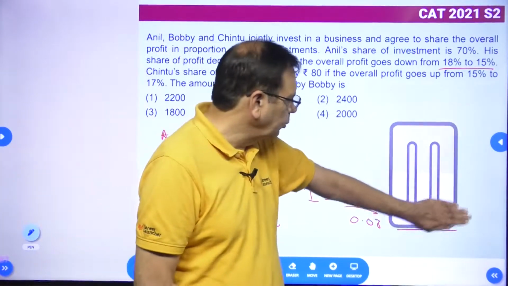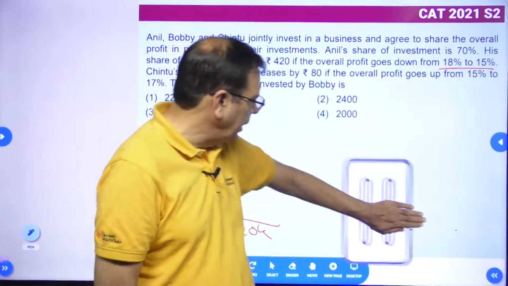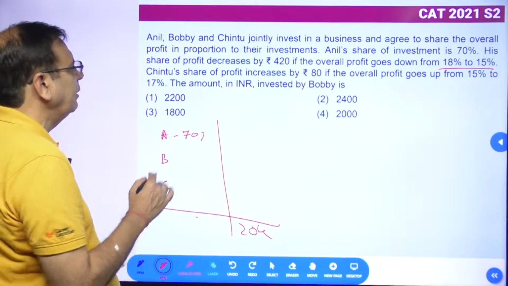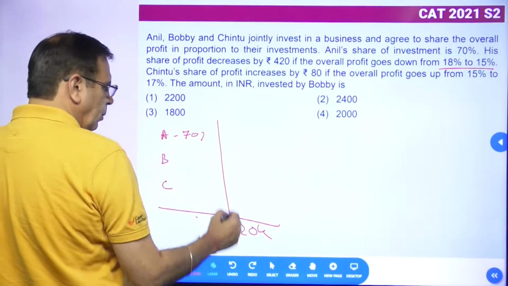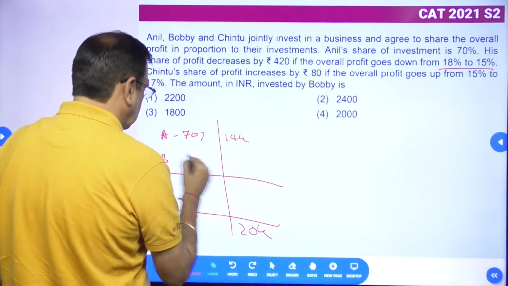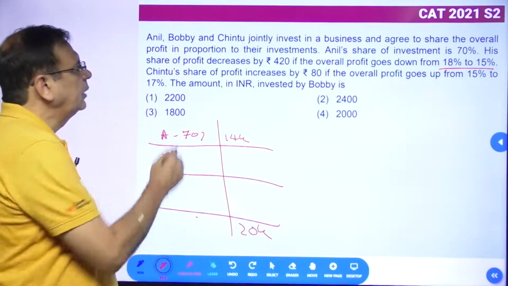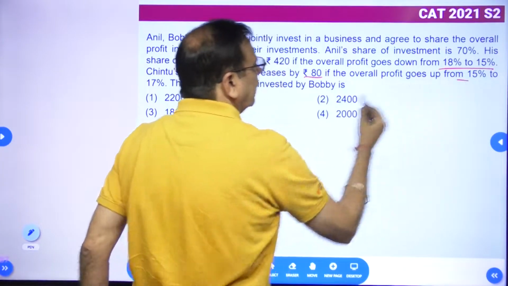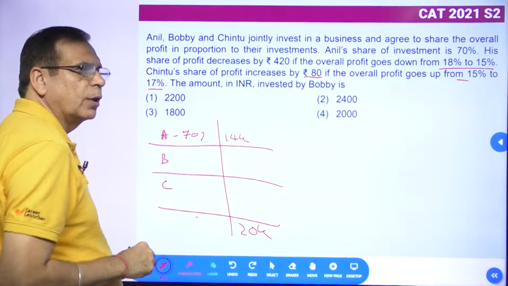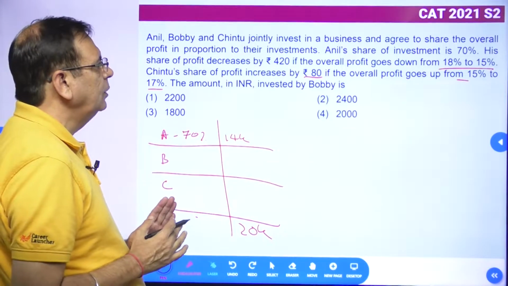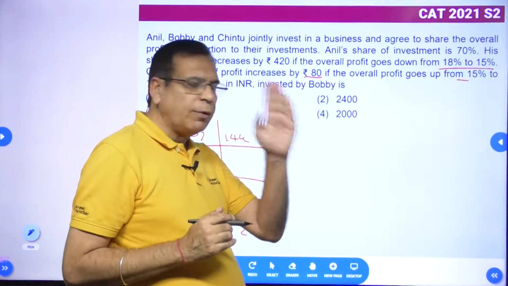Now let's come to the other part, which is B and C. We need to find the amount invested by Bobby. So this is 14K. Let's look at Chintu's share of profit increases by 80 rupees if the overall profit goes up from 15% to 17%. Now Chintu's share of profit increases by 80 rupees if it goes up from 15 to 17%.